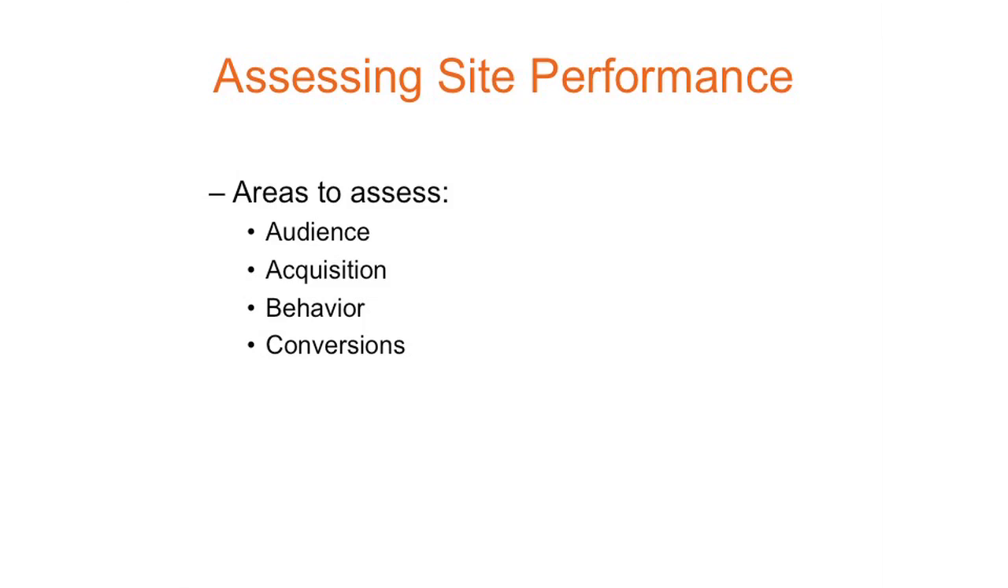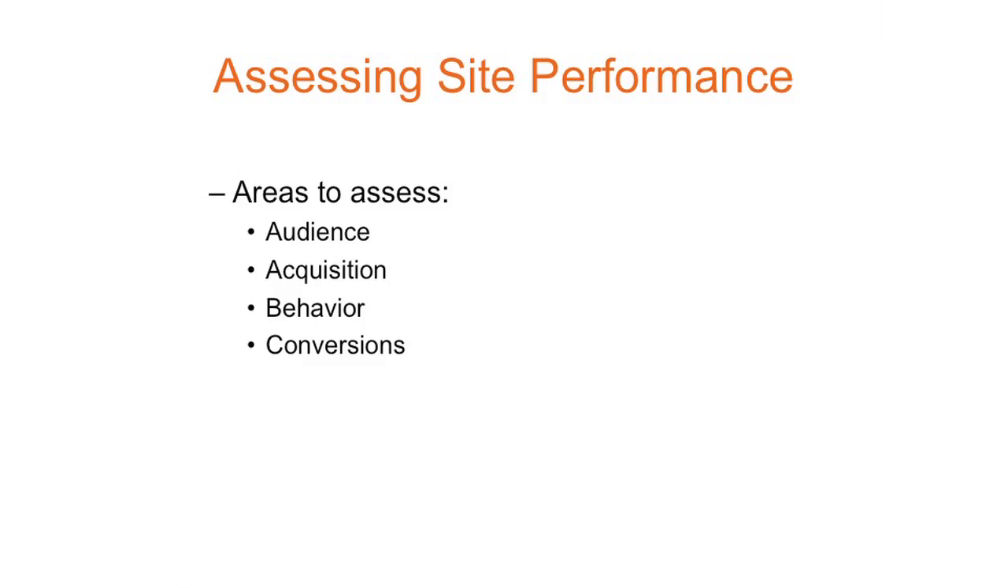When looking at these tools to analyze site performance, there are some key areas to assess, which are audience, acquisition, behavior, and conversion. With audience, take a deep look at what the demographics look like. Where are people coming in from? So look at the geography. What is the behavior? What is the technology? And what mobile devices are people using? Is your website mobile friendly?